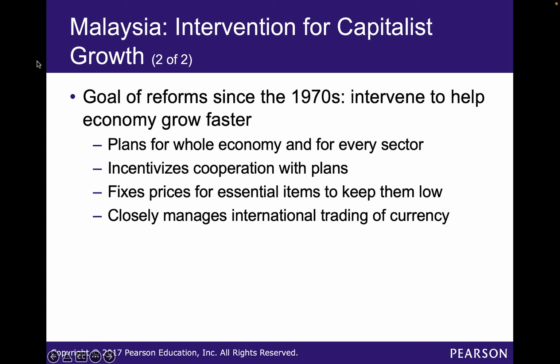because we're very much of the mindset of the supply and demand model. But it's a very interesting thing to look at if you would fix pricing, right? And they also closely manage international trading of currency.